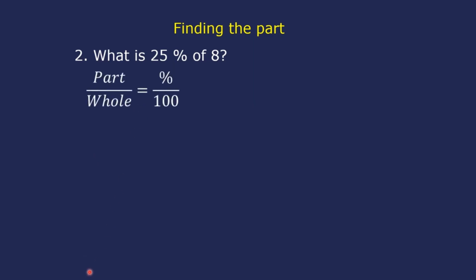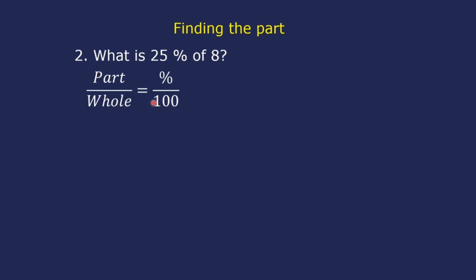Finding the part. Problem number 2. What is 25% of 8? Our formula is part over whole is equal to percent over 100. The percent is given in the problem. It is 25%. And the number after the preposition "of" is 8. So the whole is given. Therefore, what is asked in the problem is the part.